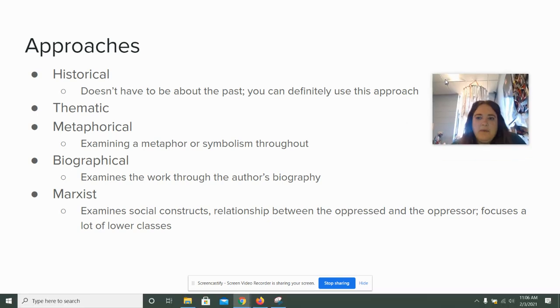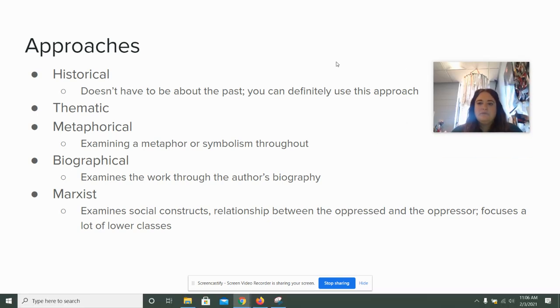Okay, so when you're writing about literature, you can take some different approaches. These are the ones that I think would work for this assignment because it is such a historical book. So historical approach is one, a thematic approach is two, which you'll also use because the question is asking you how does the symbolism contribute to a theme. So you're also going to use a metaphorical approach.